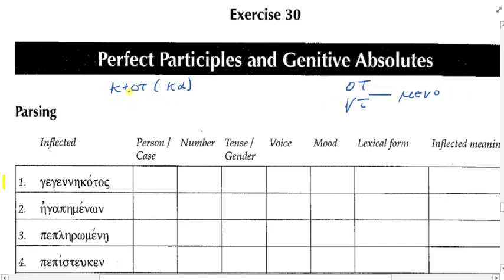Now, the perfect middle and passives do not use a tense formative at all. So we're just going to go straight to meno, mene, and the perfect stem will come before these, and then we're going to have reduplication, okay? Perfects reduplicate in the indicative and the participle. Aorists augment in the indicative, but not the participle. So we will see reduplication for our perfect participles.